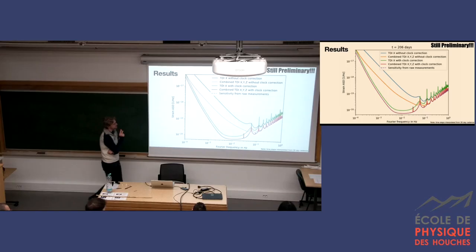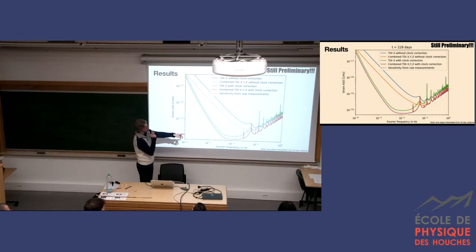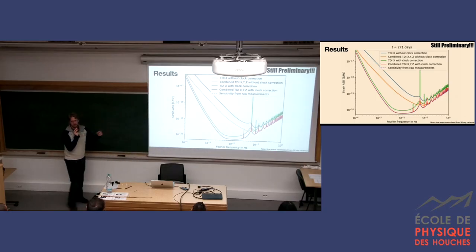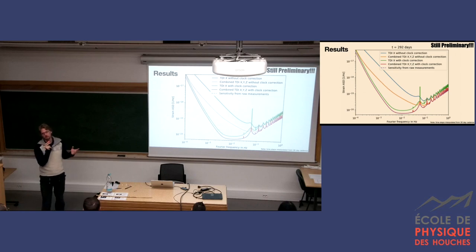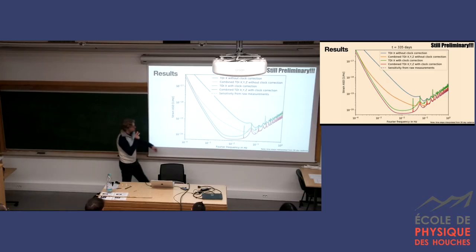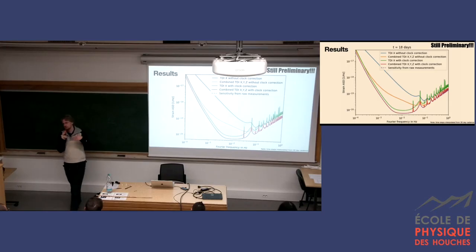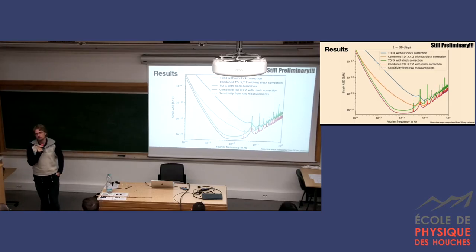Where things almost for sure will go wrong is at high frequencies. So people looking at stellar origin black holes probably need to worry about this more than people looking at galactic binaries, because you can see that this curve is actually not moving around much. So the non-stationarity from the binaries themselves is a lot bigger than this.